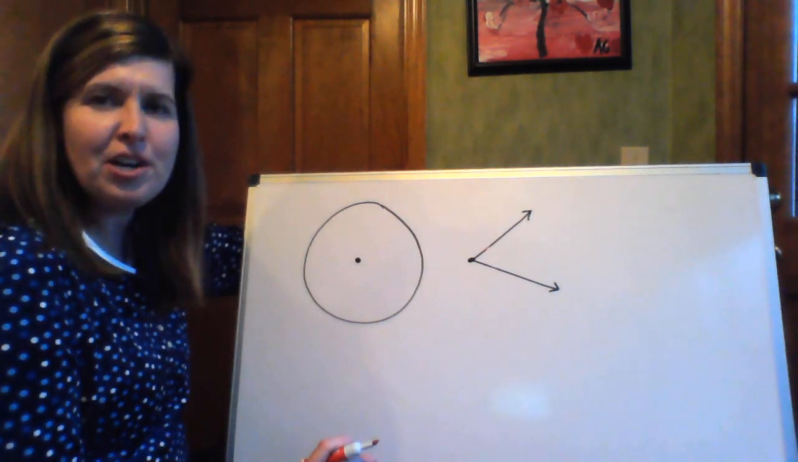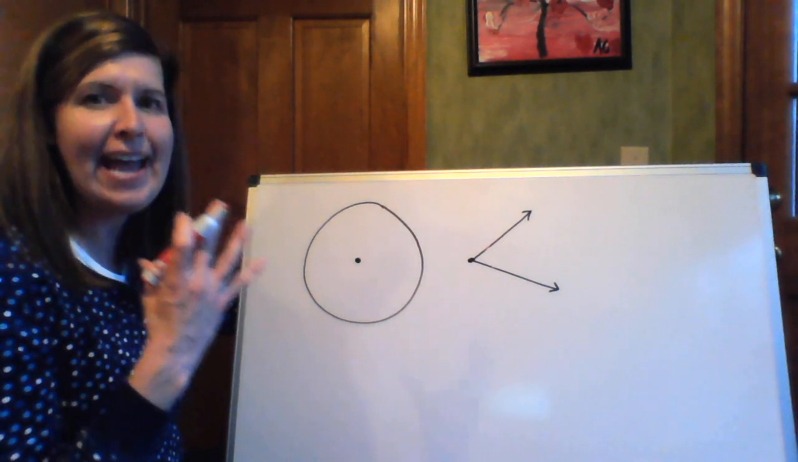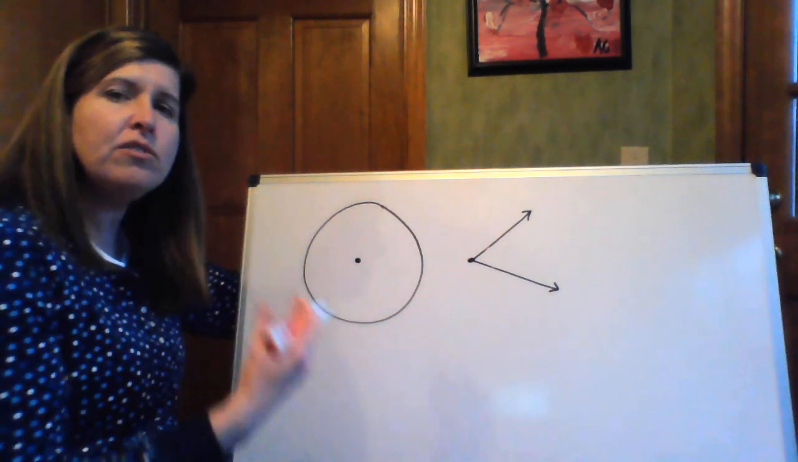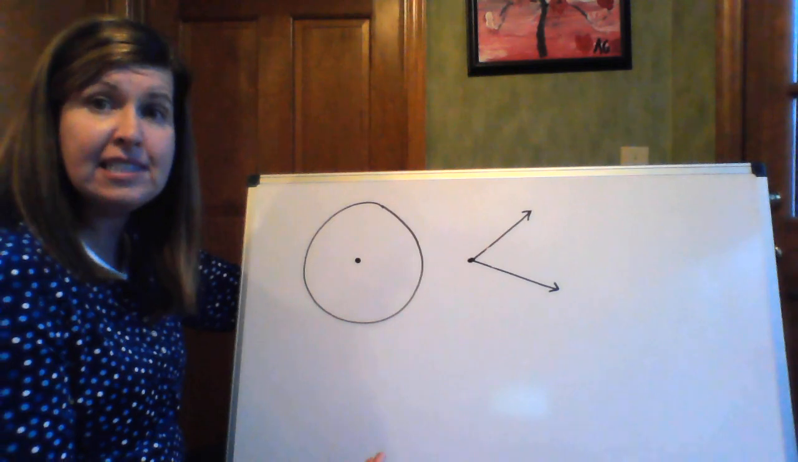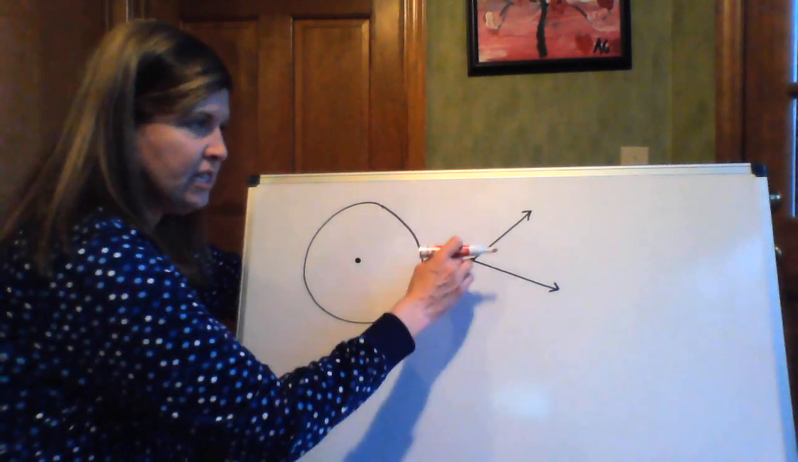So today we're going to start talking about angles. Now, what is an angle? An angle is a measurement of distance between two rays. So these are two rays.